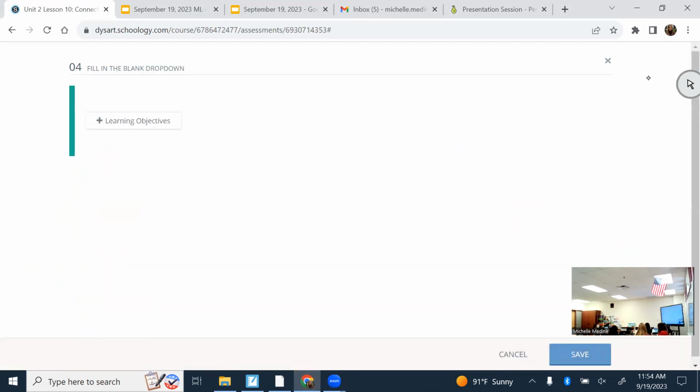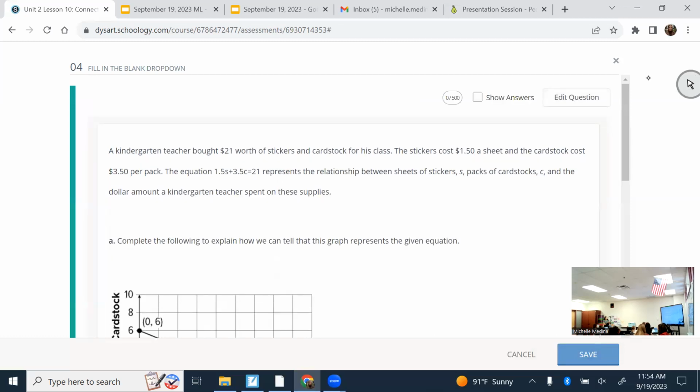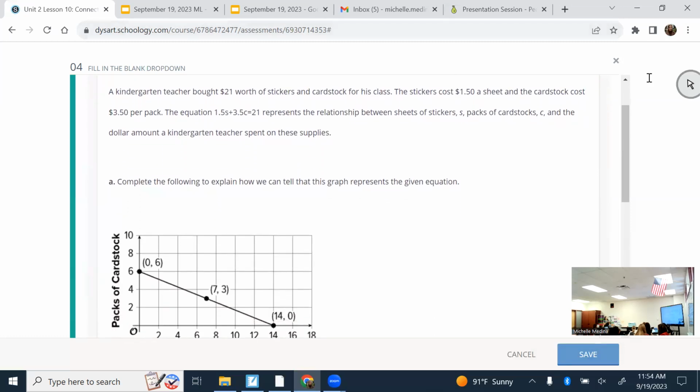A kindergarten teacher bought $21 worth of stickers and cardstock for his class. The stickers cost $1.50 a sheet. The cardstock costs $3.50 per pack. This equation, they're nice, they gave it to you, represents the relationship between all of that stuff and the dollar amount that he spent on the supplies. I'll rewrite it down here.